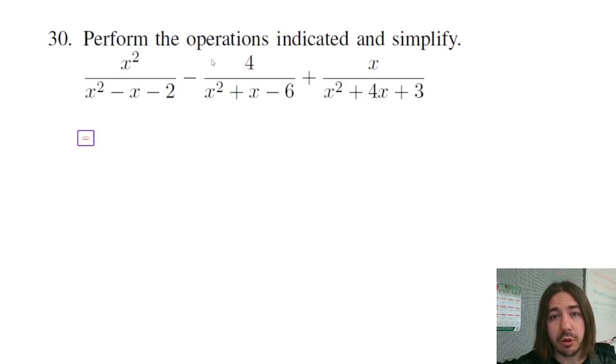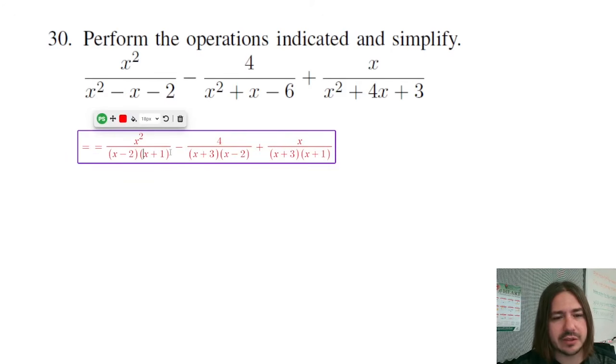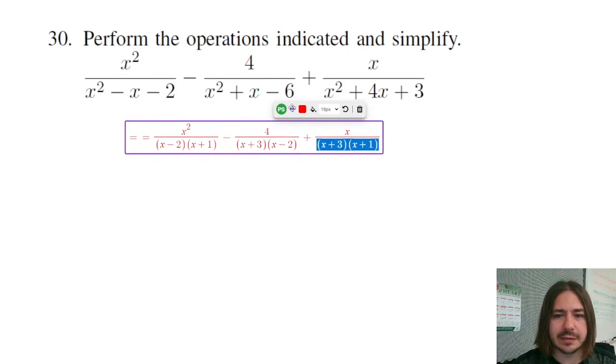So if we want to try to pull all these together, we need to make sure all the denominators are the same. Now this is going to be easier, finding that common denominator, if we rewrite all three of these denominators in factored form. So I'll do that here. X squared minus x minus 2 is going to be x minus 2 times x plus 1. X squared plus x minus 6 is going to factor as x plus 3 times x minus 2. And x squared plus 4x plus 3 is going to factor as x plus 3 times x plus 1.